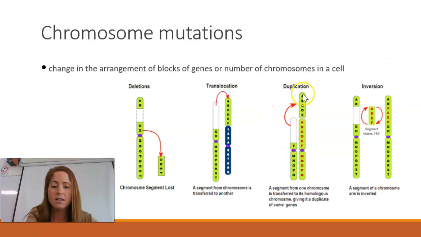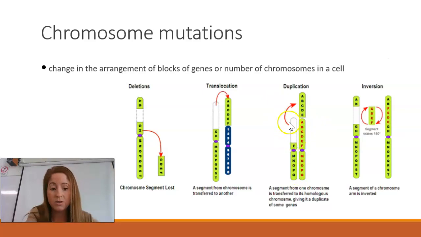So it's duplicated, being that it's the same exact sequence again, or the same exact genes repeated twice. But this chromosome here would then be missing them. So in this case, in the translocation, I think I misstated, the translocation would be transferred to another chromosome that is not a homologous chromosome. And the duplication would be transferred to the homologous chromosome. And this would happen during crossing over.